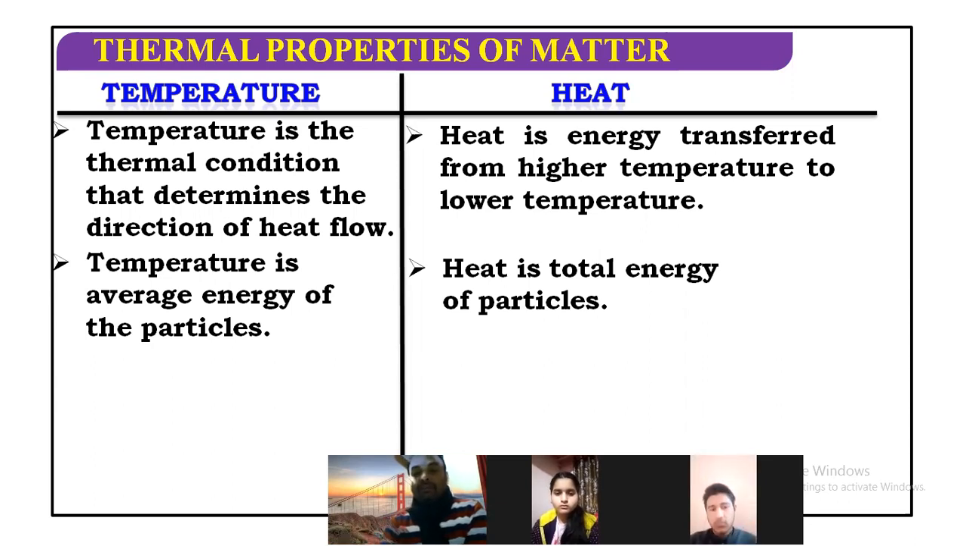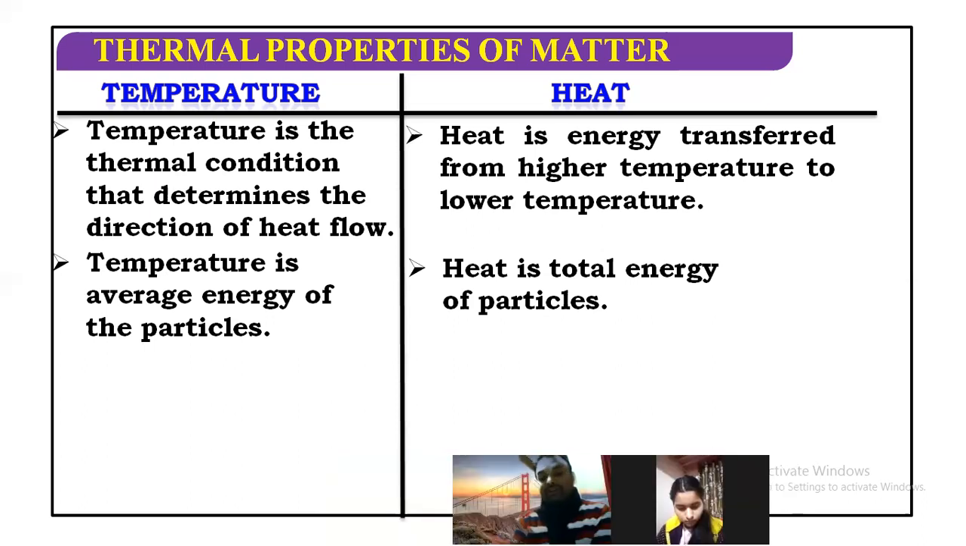If we have n number of particles, and every particle contains energy E, then we will do E1 plus E2 plus E3 up to the nth particle, and then we will divide it by n. So that is called the average energy: the sum of all the energies of the particles divided by the total number of particles. That is the average energy, and that will give the temperature. But heat is the total energy of the particles. Total energy means we will add all the energy of the particles, but we will not divide it by the total number of particles, right?